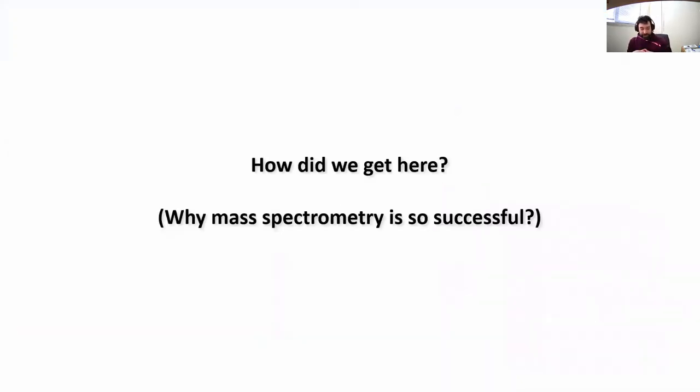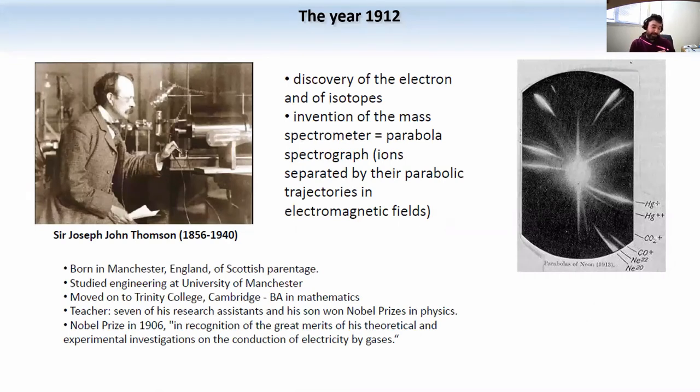All right, so let's step back and decide together how we got here, so why mass spectrometry has become so successful to identify and quantify thousands and thousands of proteins in every single experiment. So it all started a very long time ago. The first mass spectrometer was developed by Sir J.J. Thomson, who got a bunch of Nobel Prizes for a number of reasons. No, actually, he got it in 1906 for something completely unrelated to mass spectrometry.